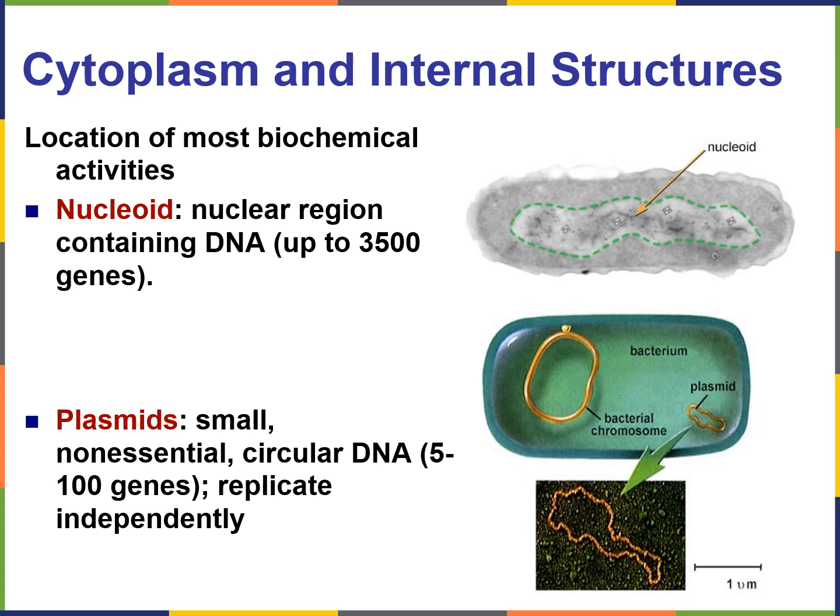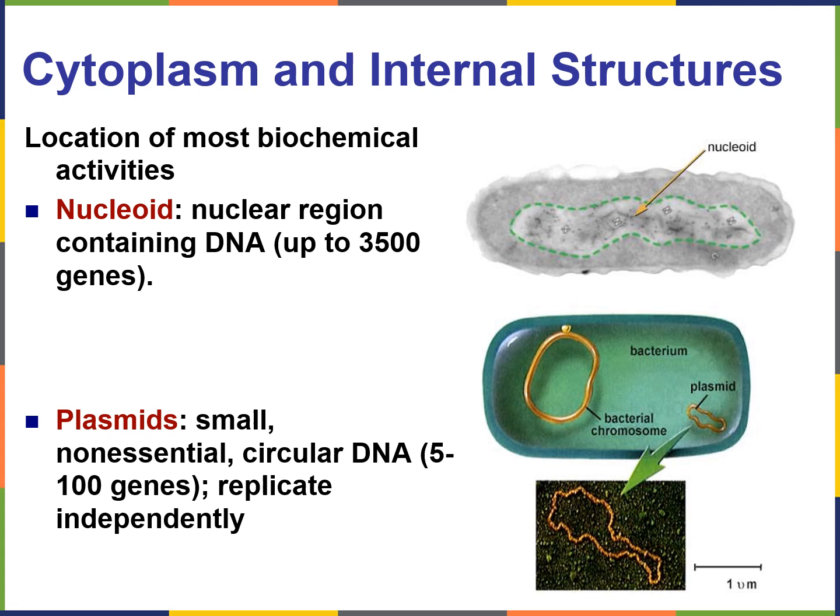I said they're very small. They only contain roughly 5 to 100 genes. They're non-essential, so you can take a bacteria cell that has a plasmid, remove its plasmid, and the bacteria cell will still survive. And it replicates completely independent from the main chromosome. So it does its own thing.